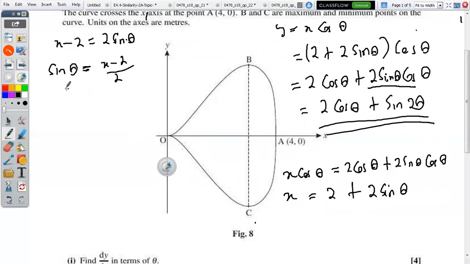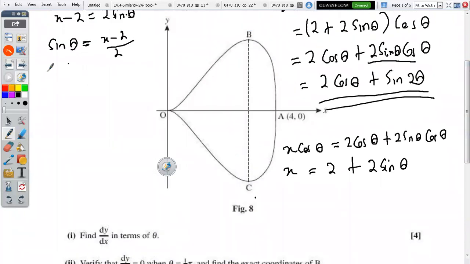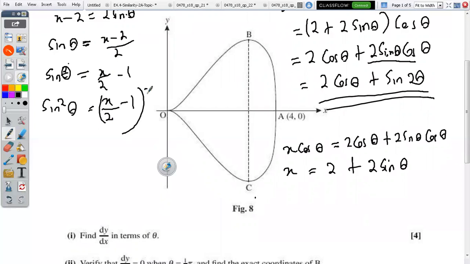But it was not necessary because we know that this is sine theta. So what is sine squared theta from this? Remember what I wanted to prove is to show that it gives you that. So now, all I do is I find the sine squared. If I divide this, I'm going to have x minus 2, dividing everything by 2, minus 1. Are we agreeing? Then sine squared theta is simply equal to x over 2 minus 1, all squared. I have squared this, so I have to square this.